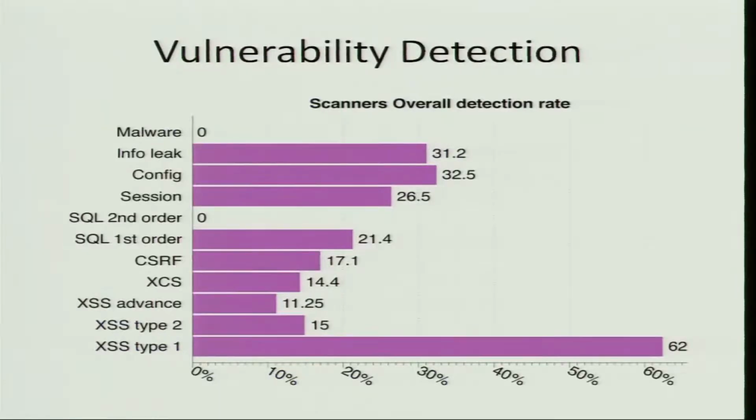So overall detection rate, they found that 62% of the NVD type 1 XSS were detected, only 15% of the type 2 was detected. Type 2 is the stored type, whereas type 1 is the reflected one, at 62%. And then it found SQL injection first order 21% and so on. So what all this is saying is that scanners are essential, but they are not sufficient.